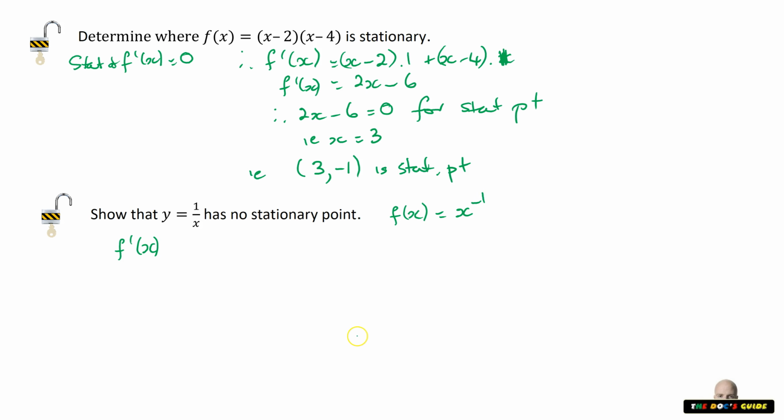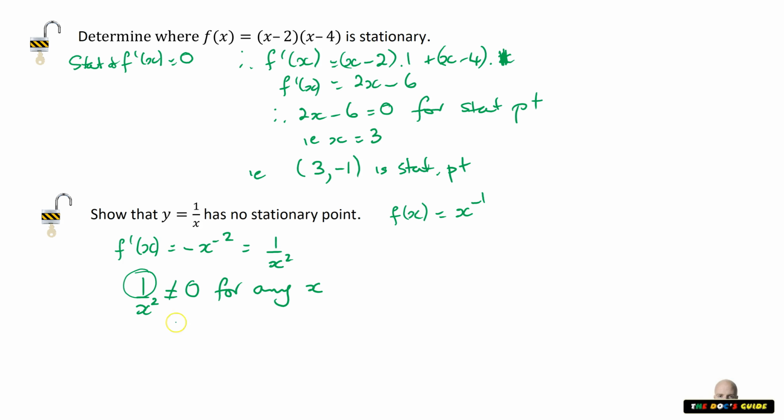So when I differentiate that, that will give me minus 1 x to the minus 2, which is 1 on x squared. Now, 1 on x squared is not equal to 0 for any x. So we can't make 1 on x squared equal to 0 because we would need the numerator to be 0 and the numerator is 1.